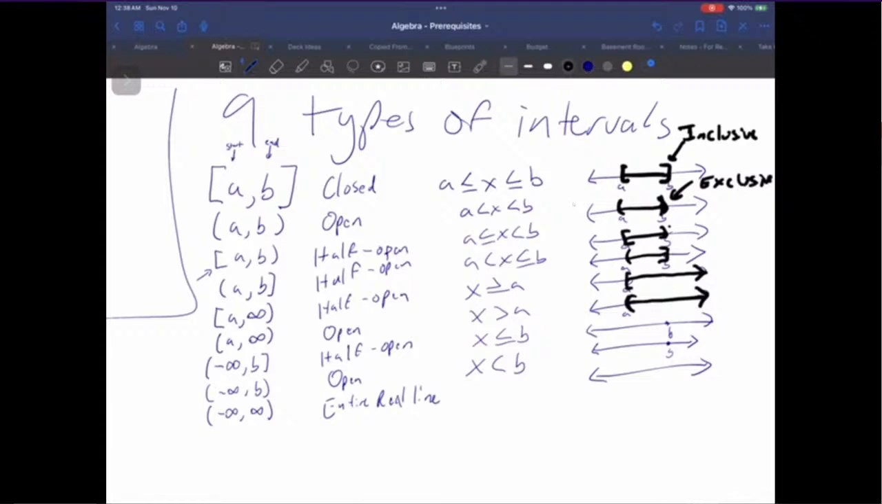So let's draw these. You've got x less than or equal to b, inclusive, and less than b, exclusive. That's parentheses. And then you have the entire number line. So those are the 9 types of intervals there.